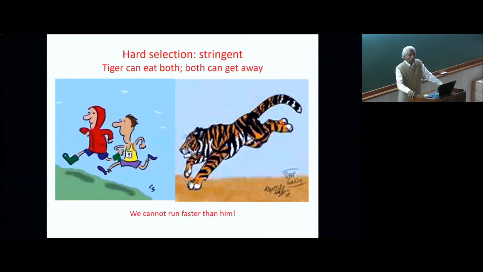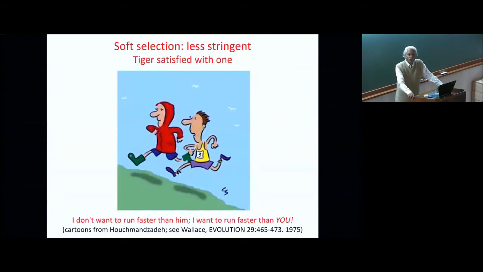Selection can work in two ways. It can be very stringent. So there are two of these people who are running away from the tiger. Either both can escape if they run faster than the tiger, or neither can escape if they cannot run fast enough. And this is called hard selection. On the other hand, there's something called soft selection, where the critical thing is to run faster than your friend, or someone who was your friend. Not necessarily faster than the tiger, because the tiger can catch just one of you.